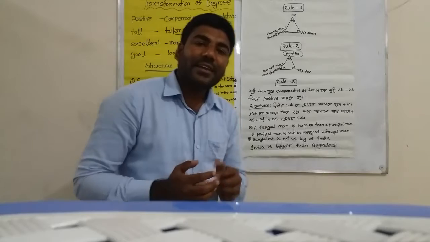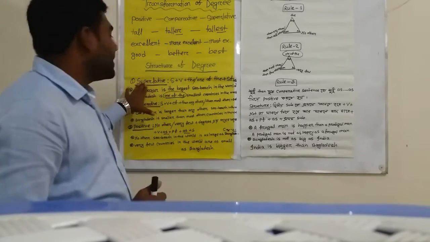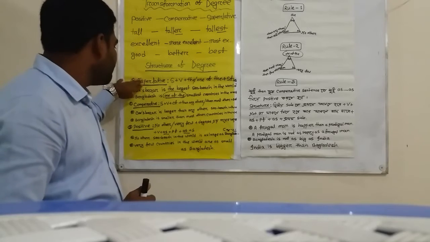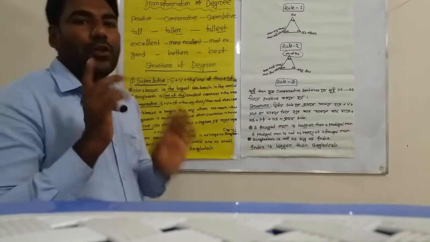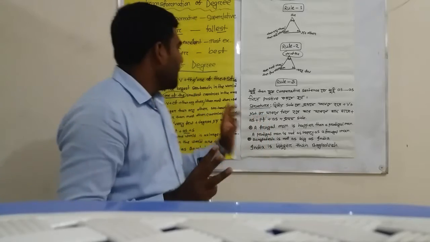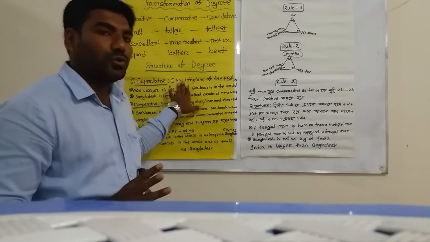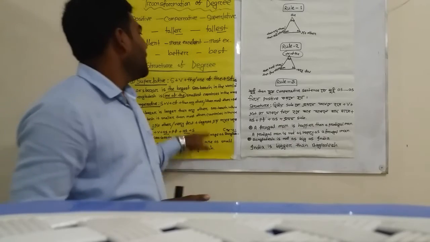Okay, dear student, I think you have understood the three structures: superlative, comparative, positive. You must memorize these 3 lines. If you want to translate degree, you must memorize these 3 lines. That's enough. These 3 lines have 2 rules: number 1, number 2.